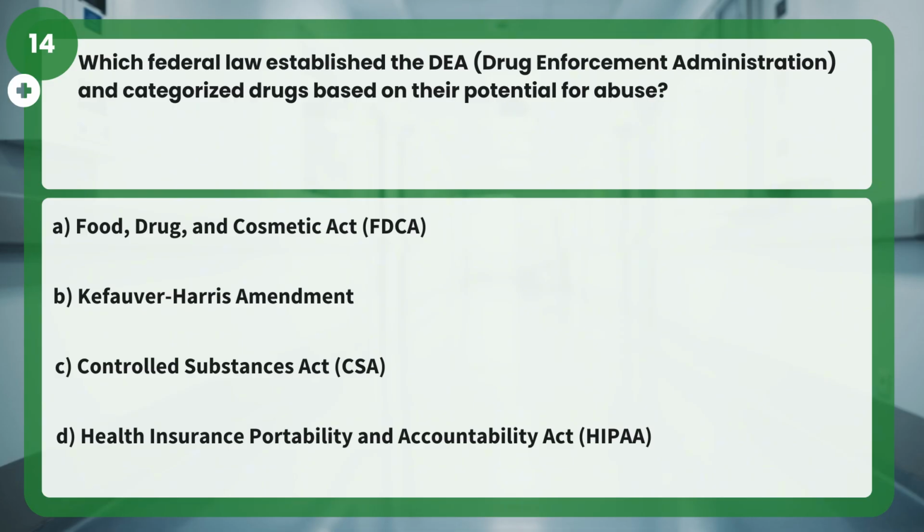Question 14. Which federal law established the DEA, Drug Enforcement Administration, and categorized drugs based on their potential for abuse? A. Food, Drug, and Cosmetic Act, FDCA. B. Kefauver-Harris Amendment. C. Controlled Substances Act, CSA. D. Health Insurance Portability and Accountability Act, HIPAA.